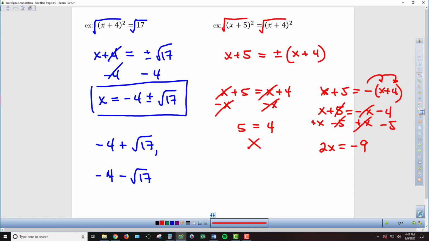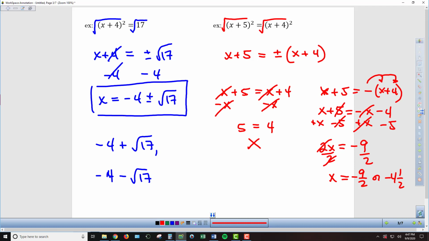negative 9. And so now I finish out by dividing both sides by 2, and so then I get x equals negative 9 halves, or if we want to think of it as negative 4 and a half. Either way is fine. Now, we do need to be cautious on these types of questions to make sure that our answer does indeed make sense.